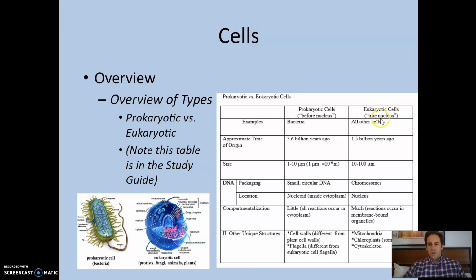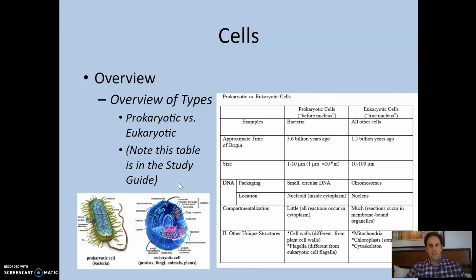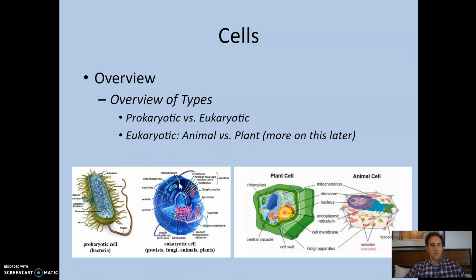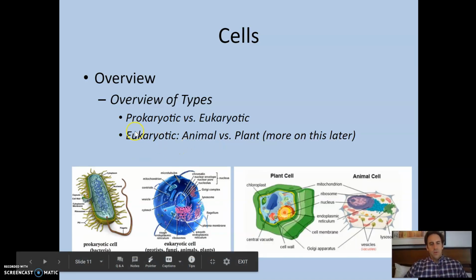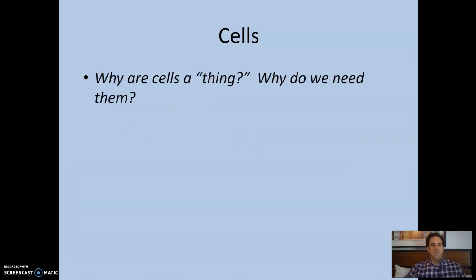Eukaryotic cells have their DNA in a nucleus, prokaryotic cells do not, and there are some other differences that we're going to talk about later. But I think this table is worth pausing to read through. Within the eukaryotic cell category, animals and plants have some fairly significant differences between them that we'll look at as well. So just keep in mind there are different types of cells.